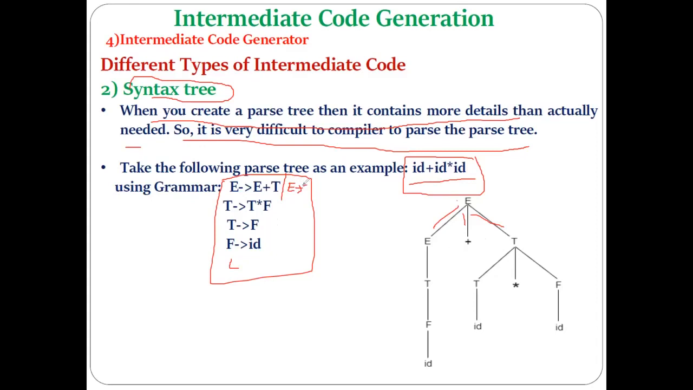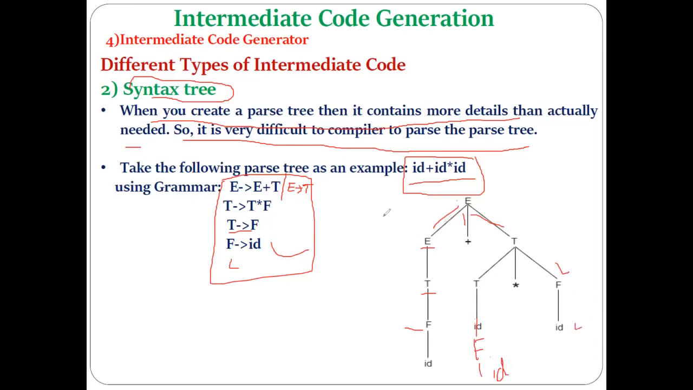So we write the next part of the parse: E derives T, T derives F, and F derives id. Similarly, this part we can graphically mention here. Then T derives T into F, T derives F must be there, and then F derives id. Similarly, T derives F derives id here.